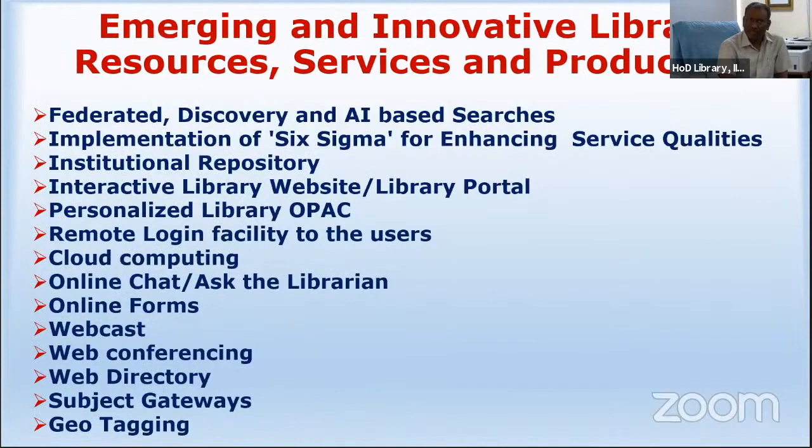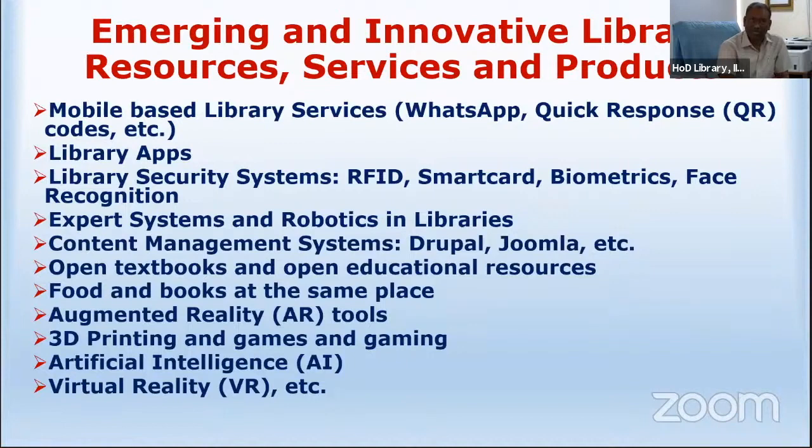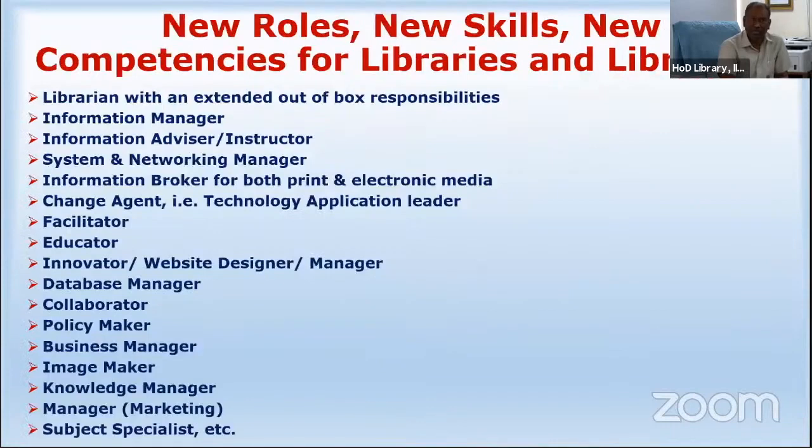Apart from those things, many emerging and innovative library resources, services, and products may be used, like federated search, institutional repository, library website or portals, different subject gateways, online forms, cloud computing, or remote login facilities. Many people or libraries are also using mobile-based services like WhatsApp for Business or Facebook for Business, QR code technology or RFID technology. Some institutions are also exploring the use of robotics, expert systems, machine learning, or artificial intelligence.